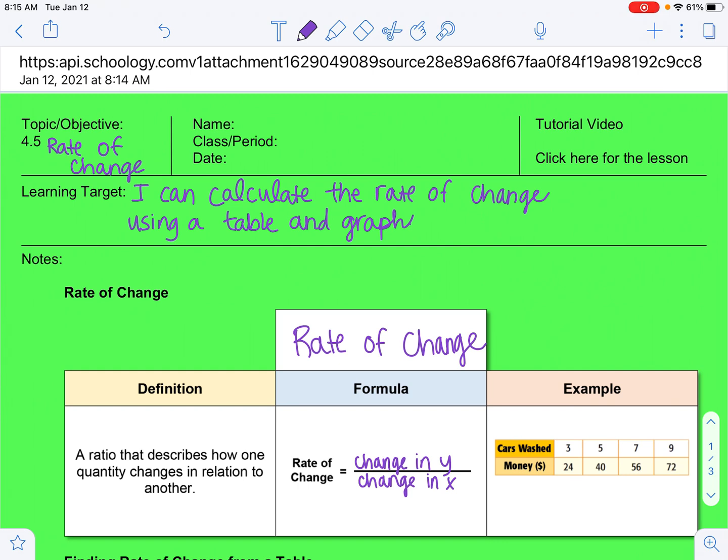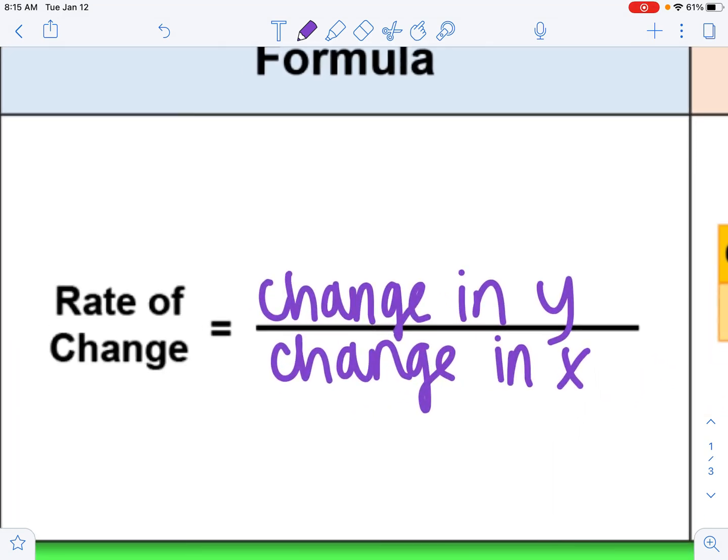Alright, let's get started. Right at the top we have our definition of rate of change. Rate of change is a ratio that describes how one quantity changes in relation to another. The most important part is the formula in the middle: rate of change is the change in y over the change in x.